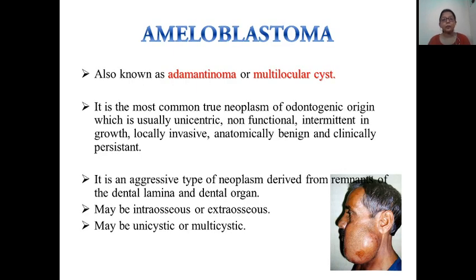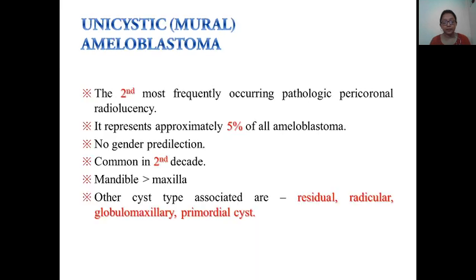Now, what is ameloblastoma? It is also known as adamantinoma or multilocular cyst. It is the most common true neoplasm of odontogenic origin, which is usually unicentric, non-functional, intermittent in growth, locally invasive, anatomically benign and clinically persistent. It is an aggressive type of neoplasm derived from the remnants of the dental lamina and dental organ. It may be intraosseous or extraosseous, or unicystic or multicystic.